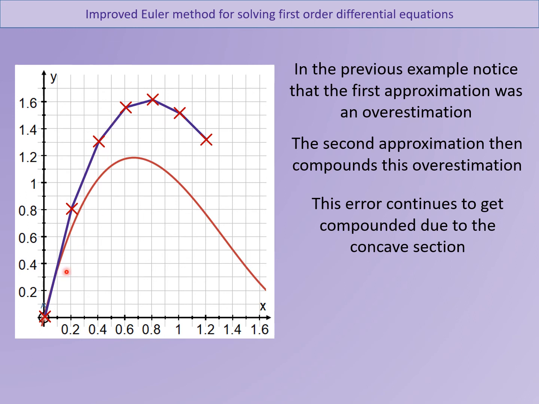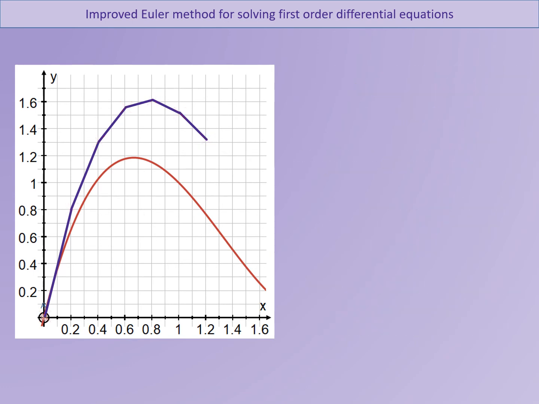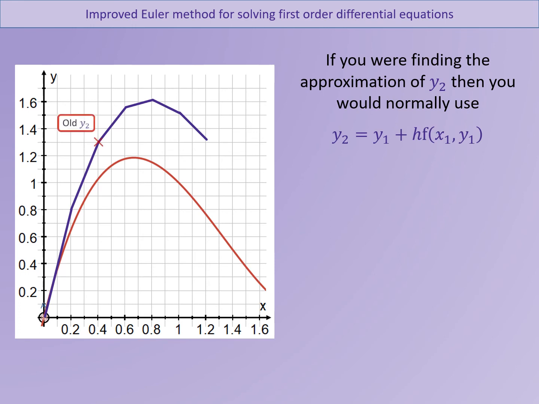Now, yes, we could improve it by reducing the steps, but sometimes you can reduce it by improving the actual formula itself. So for example, if I look at a different way of doing it, instead of working out this y2 value, not the y1, but the y2 value. Last time I would have taken the previous y1 plus my h value, which was 0.2, times the gradient at that point. That's how I would have worked it out.